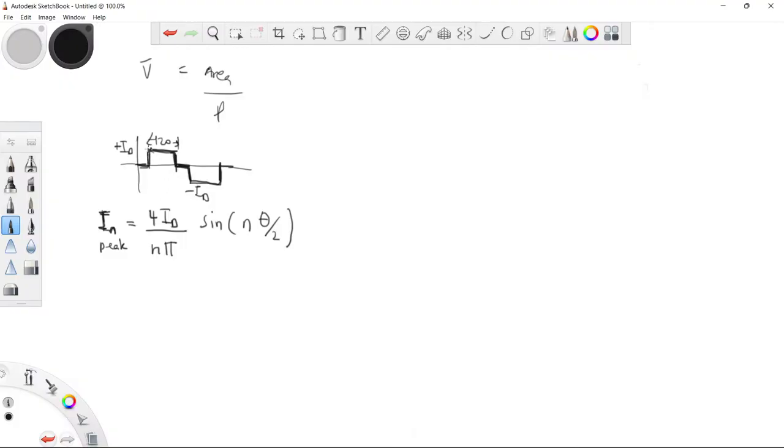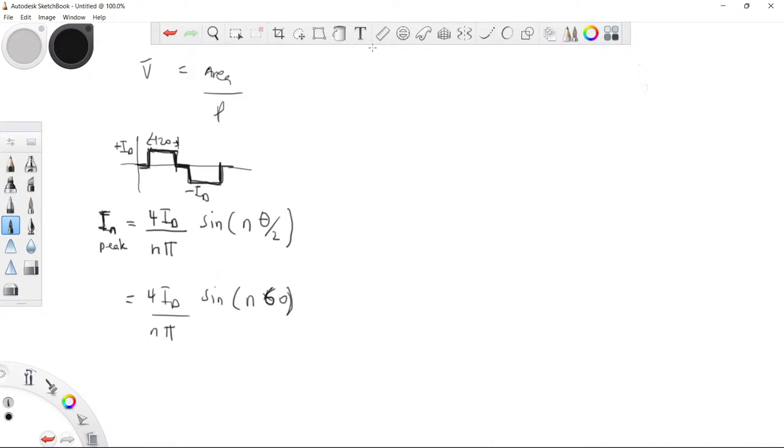Now for this current flowing in the 3-phase diode bridge rectifier here, this theta is the 120 here. So it becomes 4ID over n pi times sine of n times 120 over 2, that's sine of n times 60. So we have it like this.